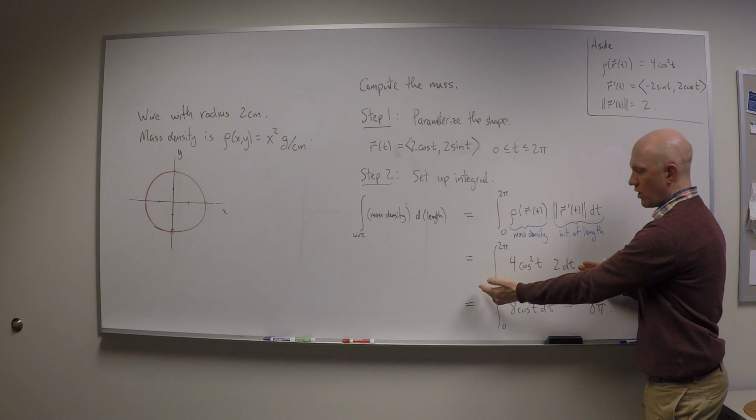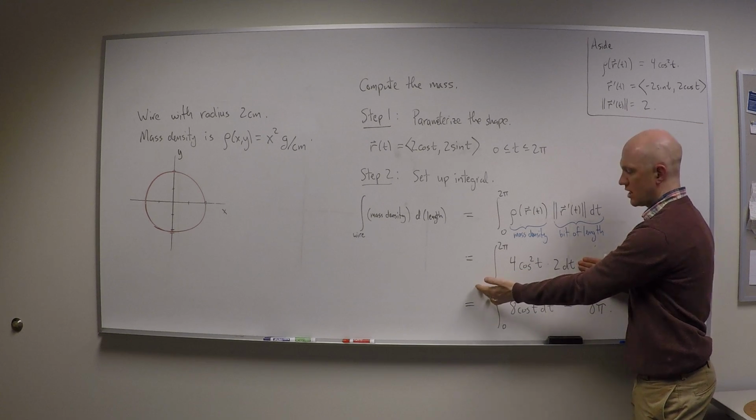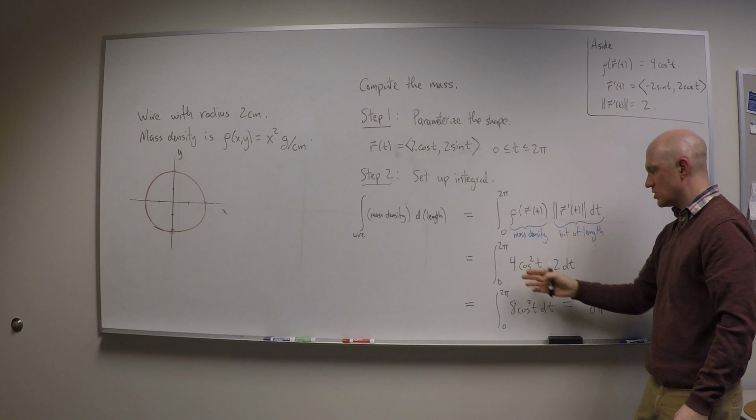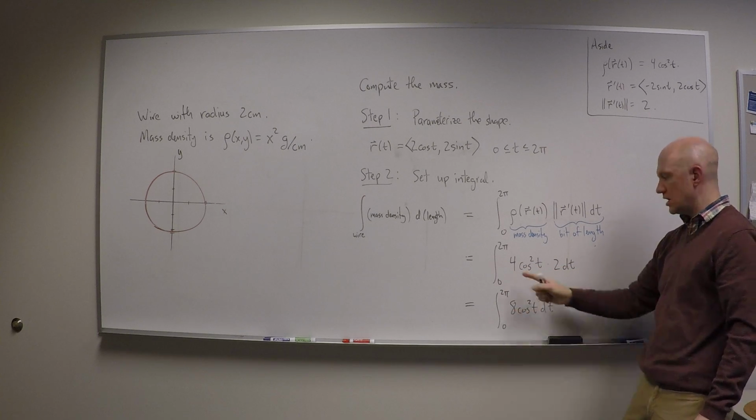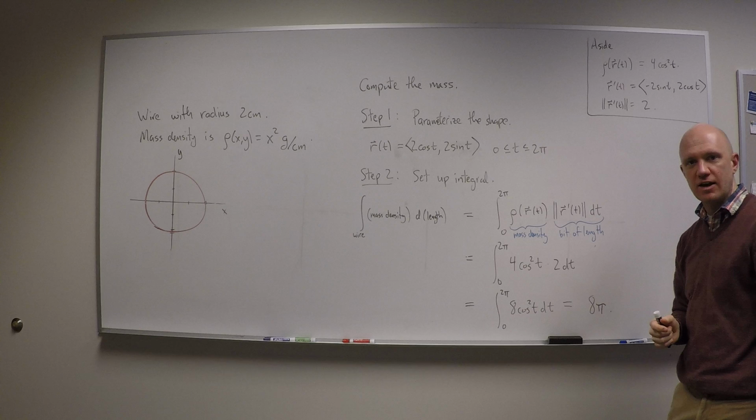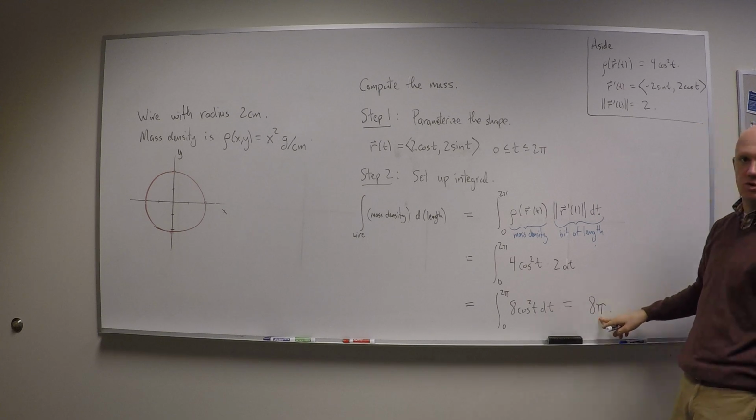So now I've got a regular old integral over t that I can evaluate. Multiply the 2 and the 4, I get 8 cos squared t. Integrate that from 0 to 2 pi. You'll have to use a half angle identity or plug it into Mathematica, and you'll get a total of 8 pi.